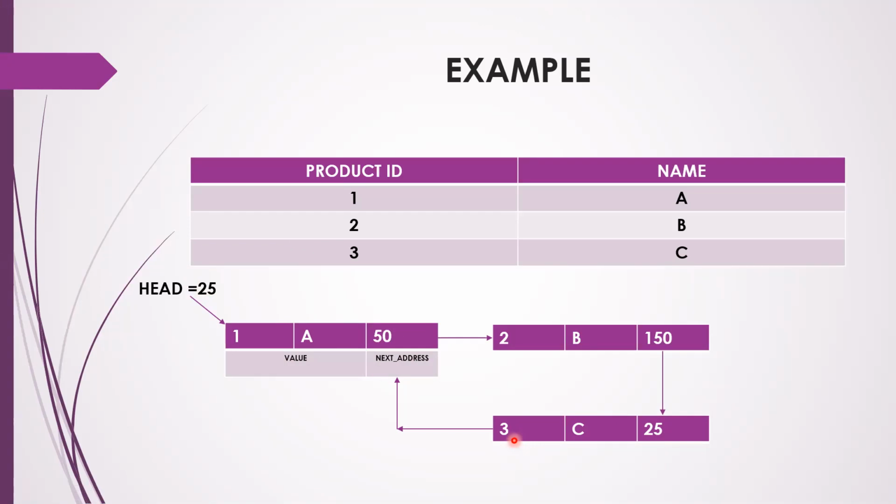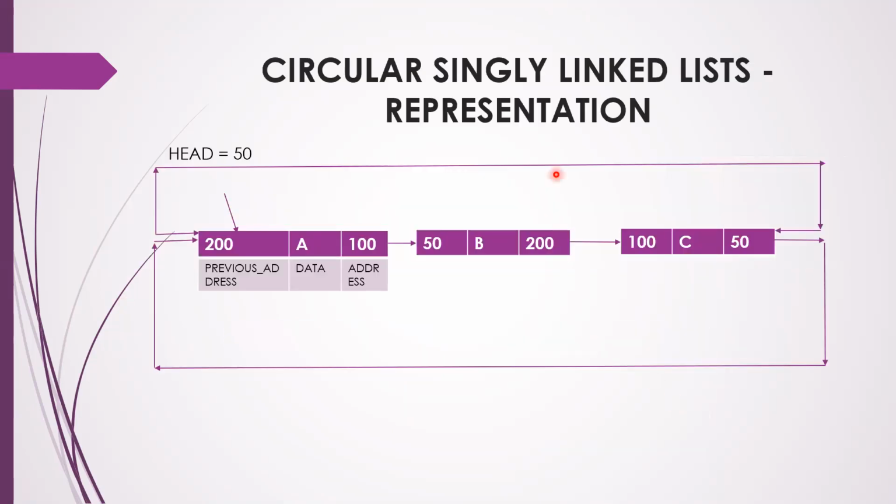So how will it point? We have to just update the last node's next field with the first node's starting address. Okay. So, circular singly linked list.